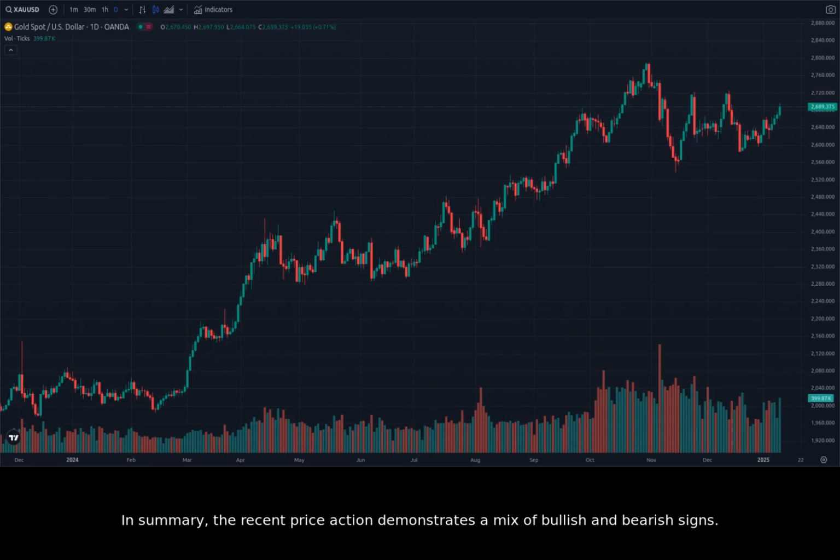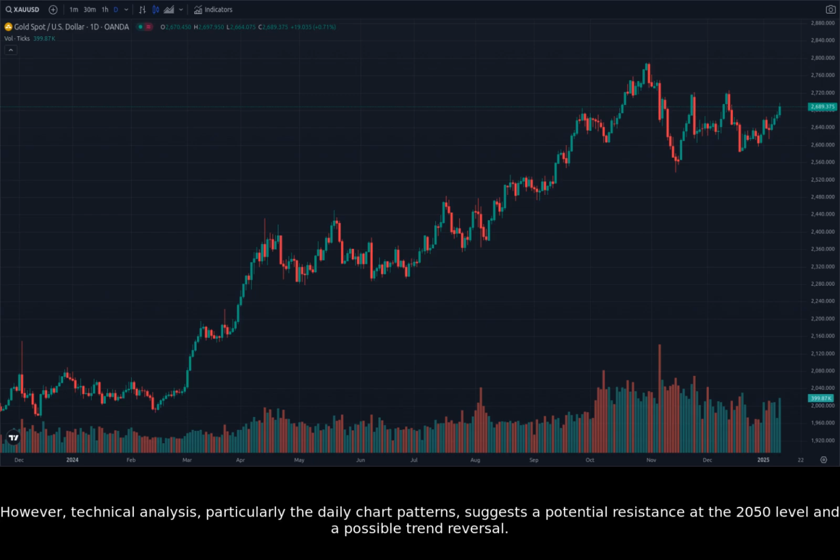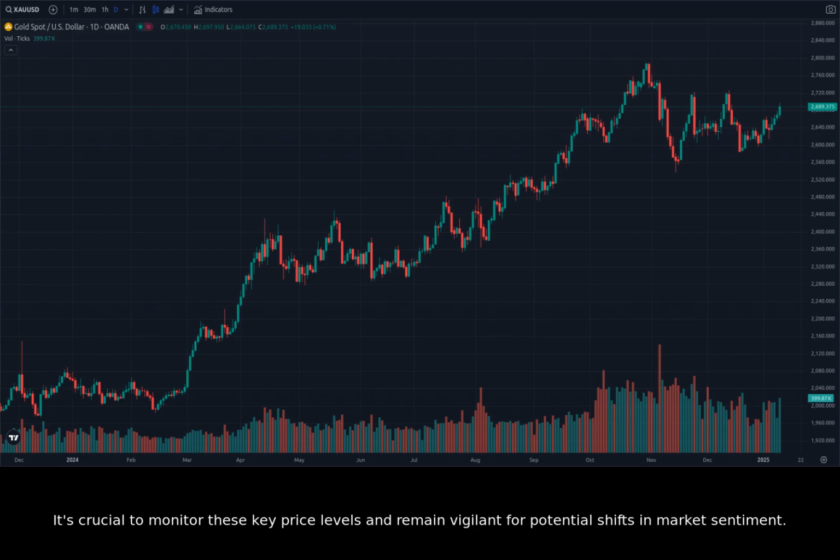In summary, the recent price action demonstrates a mix of bullish and bearish signs. The news regarding economic uncertainties and employment reports suggests a potential continuation of the bullish momentum. However, technical analysis, particularly the daily chart patterns, suggests a potential resistance at the 2050 level and a possible trend reversal. It's crucial to monitor these key price levels and remain vigilant for potential shifts in market sentiment.